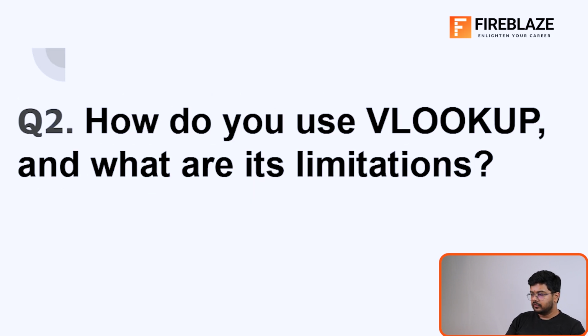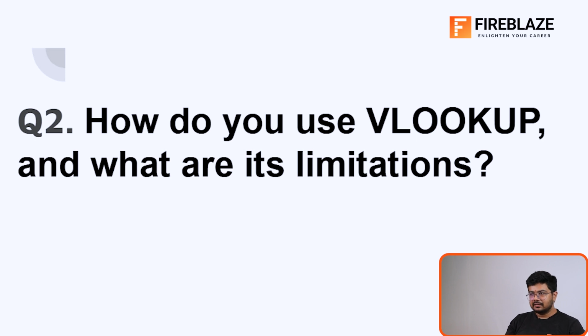Now, moving on to the next question. How do you use VLOOKUP and what are its limitations? So, VLOOKUP stands for vertical lookup. We use VLOOKUP whenever we want to search a value in a given array and we want to retrieve a value at the same index from another column in the same array. So basically, VLOOKUP is used whenever we want to look up a value in some kind of array.